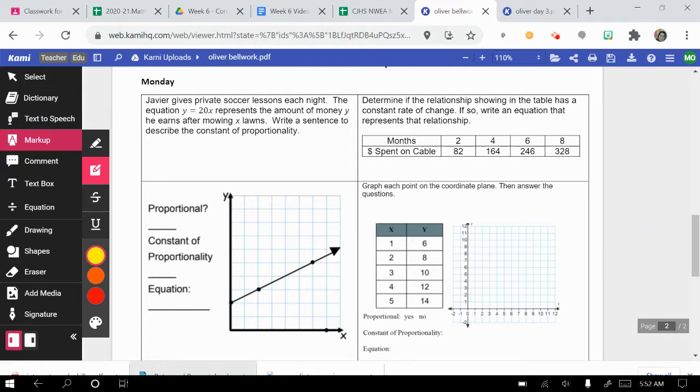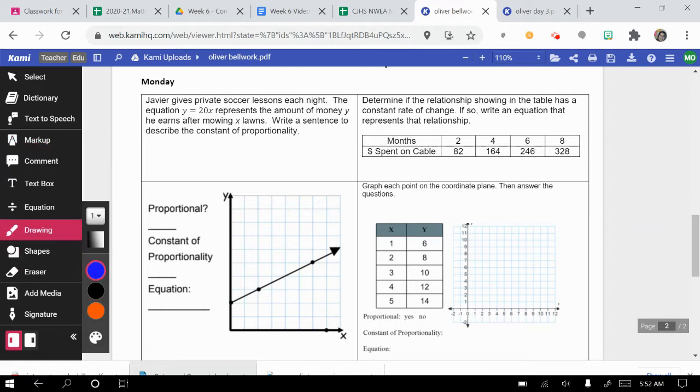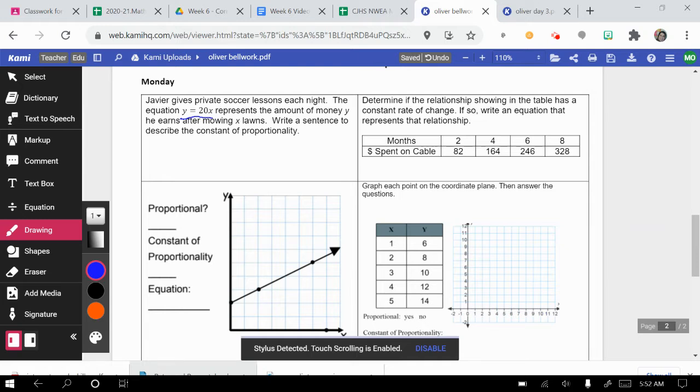Okay. So Monday, Javier gives private soccer lessons each night. The equation is y equals 20x, the amount of money y he earns after mowing x amount of lawns. Well, I think they meant to say that for each lesson. Write a sentence to describe the constant of proportionality. That is basically them asking to explain what this equation represents and why 20 is important.